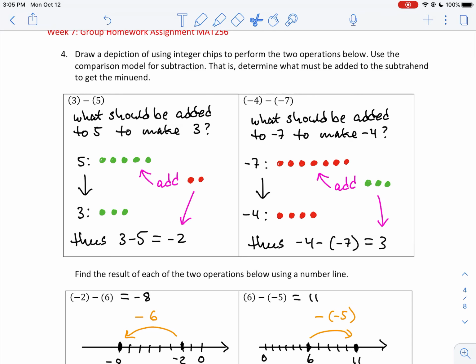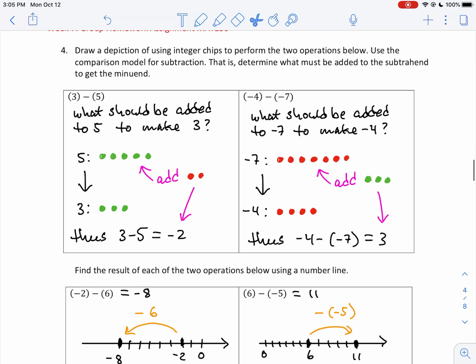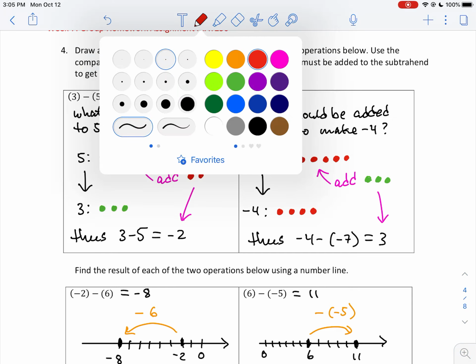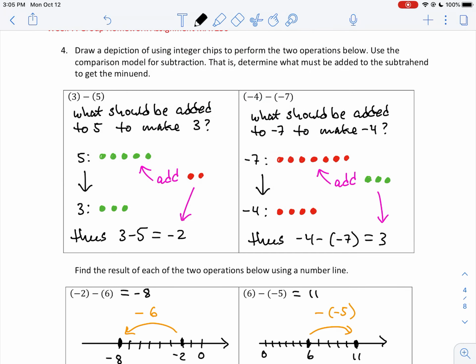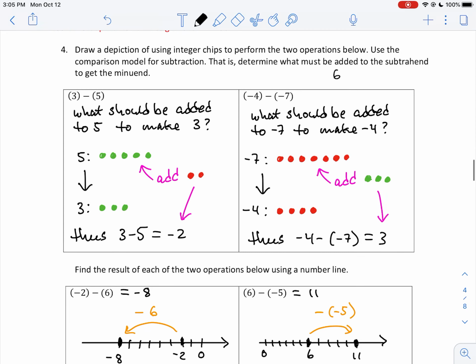Number 4, draw a depiction using integer chips for doing subtraction, but this is the comparison model. So when I say 3 minus 5, that means what do you need to add to 5 to make 3? This is going to produce a negative answer, but think of a case where you don't get a negative answer, like 6 minus 4. We know the answer is 2. It's because we're answering the question, if you started with 4, what would you need to add to it to make 6? And that's called the difference, and that's how you find a difference.